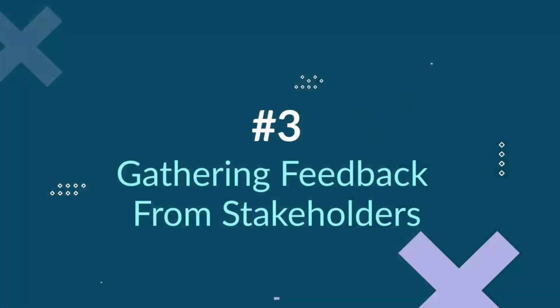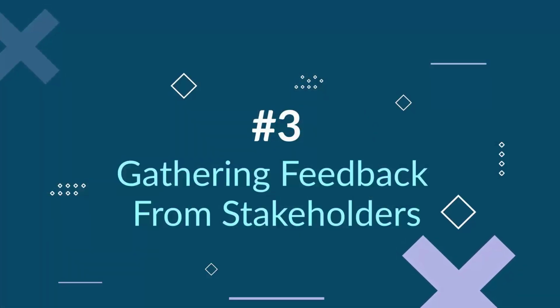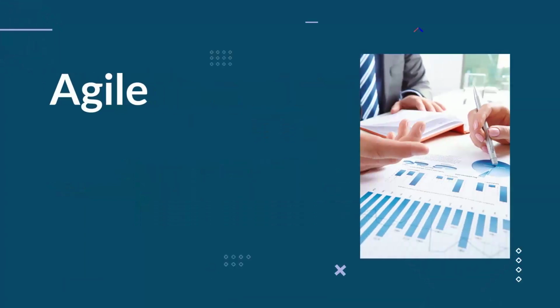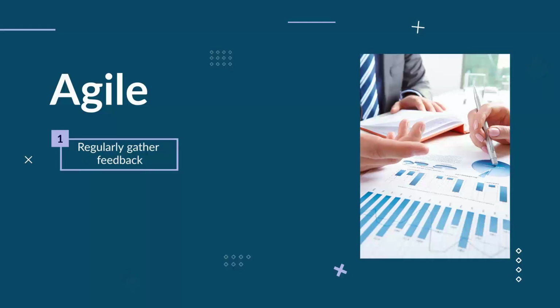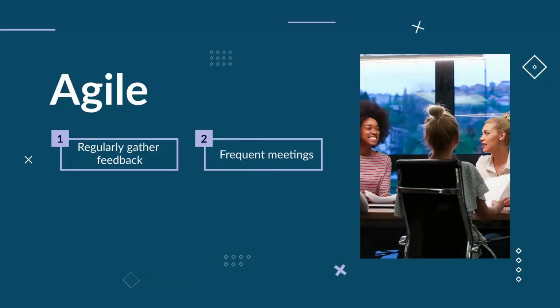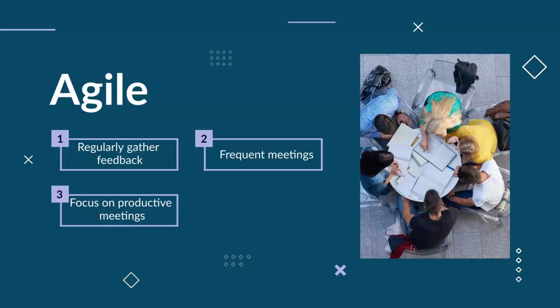Number 3, gathering feedback from stakeholders. Since the Agile methodology is iterative and flexible, the project manager is required to gather feedback from stakeholders on a regular basis. They may hold frequent meetings with the internal project team, clients, and stakeholders to ask questions, discuss any issues, and adjust the project plan as necessary.